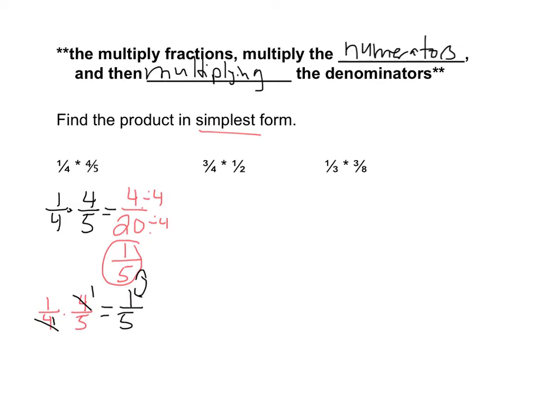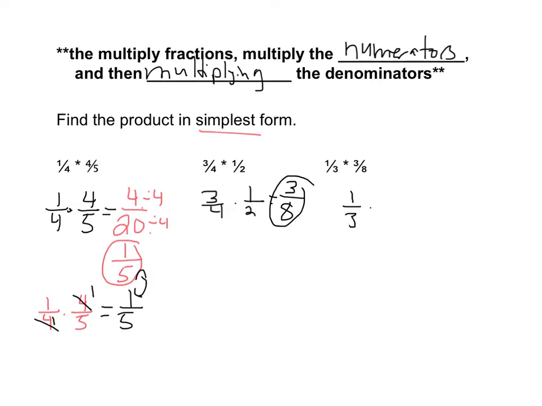So on this next one, we have 3/4, and we're multiplying it by 1/2. In this case, if I was looking to reduce ahead of time, 3 and 2 don't share any common factors, neither do 1 and 4. So in this case, we have to just multiply straight across. 3 times 1 is 3. 4 times 2 is 8. So our final answer is just 3/8.